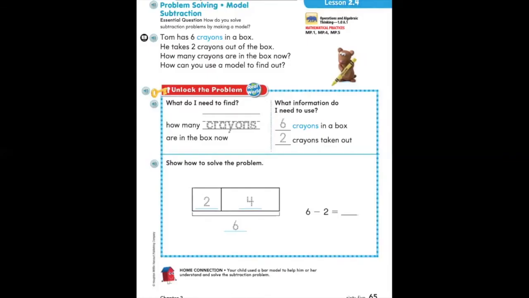Let's turn to page 65 in our math books. Listen to the following math story. Tom has 6 crayons in a box. He takes 2 crayons out of the box. How many crayons are in the box now? How can you use a model to find out?